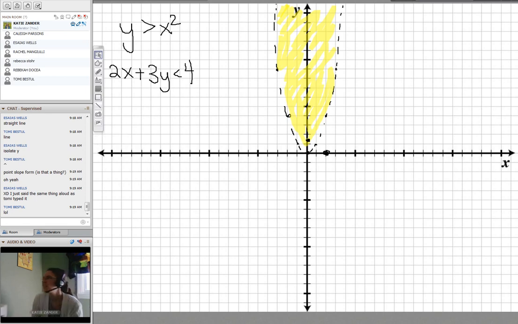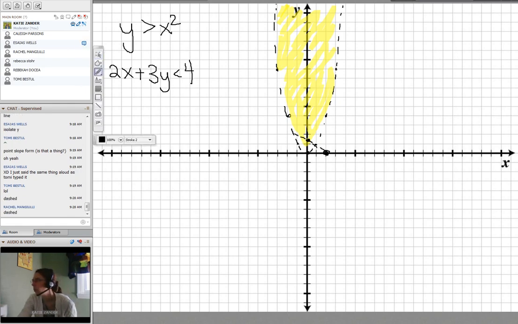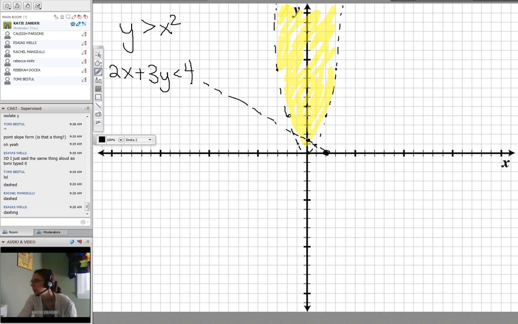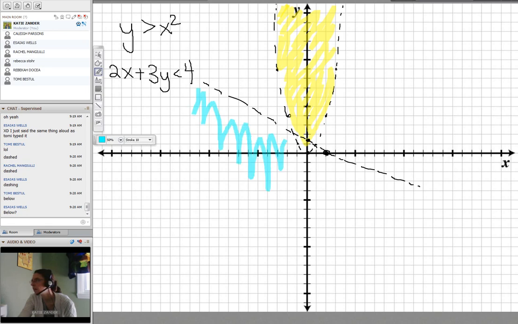nice. So do I connect those 2 points with a straight line or a dashed line, looking at the inequality? Definitely dashed. And then where am I going to shade for that? Below. Yep, less than is below. So now that I have 2 shadings for this, where exactly is my solution set?